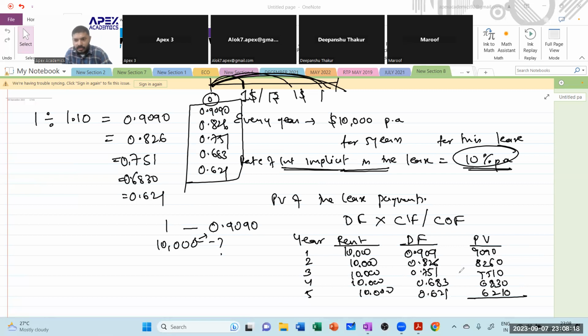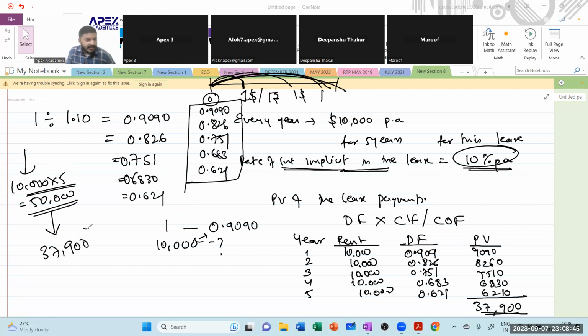So 9090 plus 8260 plus 7510 plus 6830 plus 6210. What is the total? The total is 37,900. So for anybody who feels that he or she is paying 10,000 for 5 years, paying 50,000 at the end of it, they are not paying 50,000 at the end of it. The true value of this 50,000 is going to be 37,900 today.